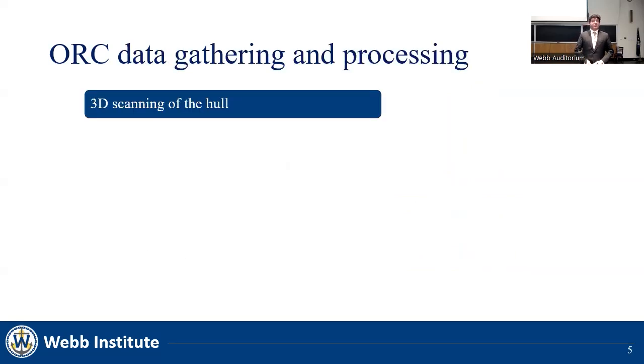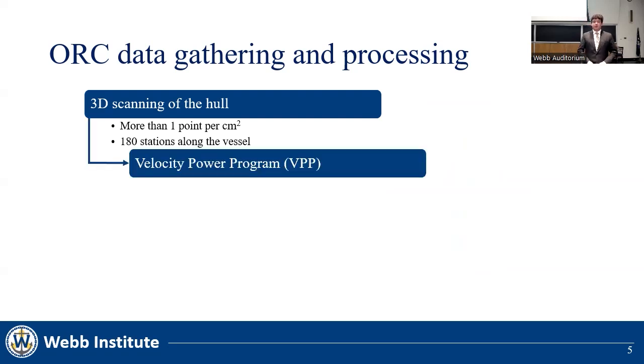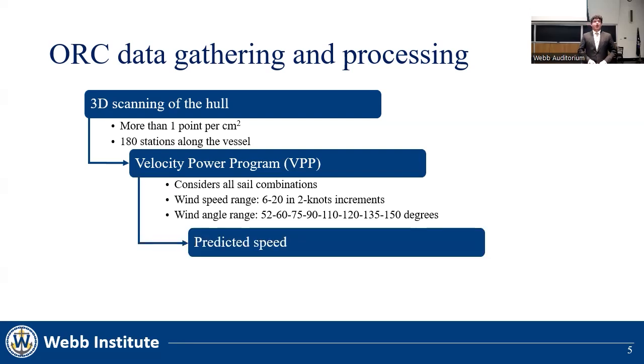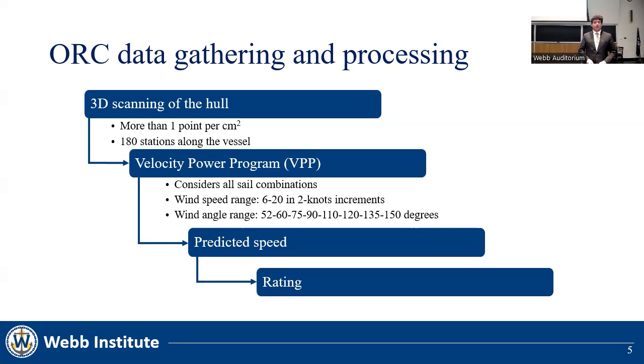They firstly start off by 3D scanning the hull. This is a very precise scan with more than 1 point per square centimeter, and 180 stations along the hull. From this 3D scan, they put this into a velocity prediction program software, which is a software used to resolve the forces in a yacht, given the sail arrangement and wind conditions. The ORC, they use the wind conditions shown above, so from 6 to 20 knots in 2 knot intervals, and those angles shown as above. From this velocity prediction program, we have the predicted speeds, and then the ORC finalizes by calculating the rating.